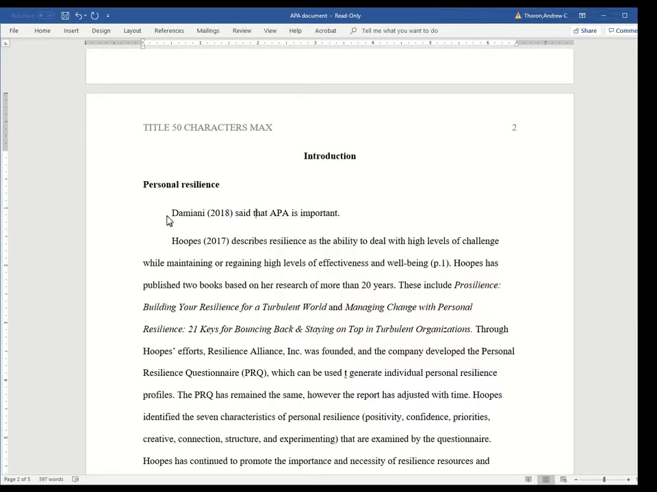So that's how that would be written. If I was changing it and saying APA is important and not saying who said it initially, it would look like this. And both of those are correct. It just depends how you want to say the information.